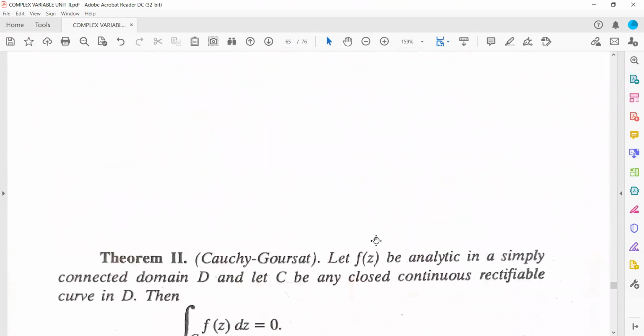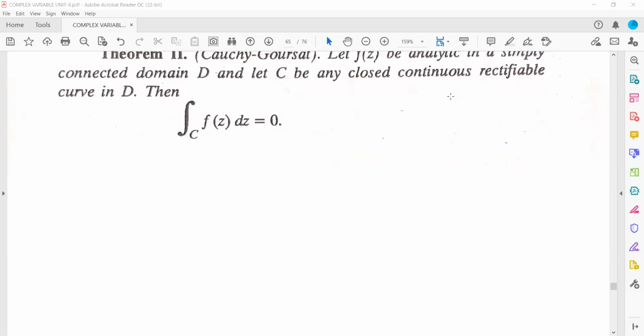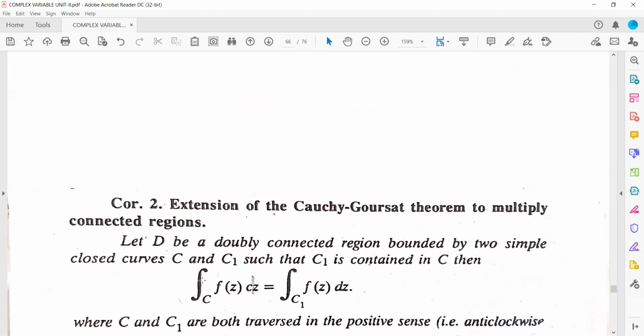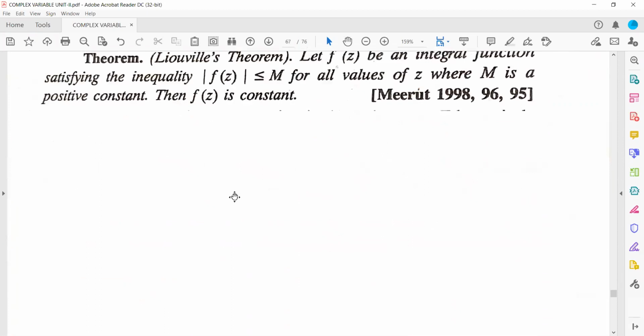Then the last part of this unit: these are some statements you can go through. Cauchy-Goursat theorem is this: let f z be analytic in a simply connected region or connected domain D, and let C be any closed continuous rectifiable curve in the region D. Then the integration over C of f z is equal to 0. If you don't do this one, it's also okay, no problem at all. These are some extensions, you can go through this.